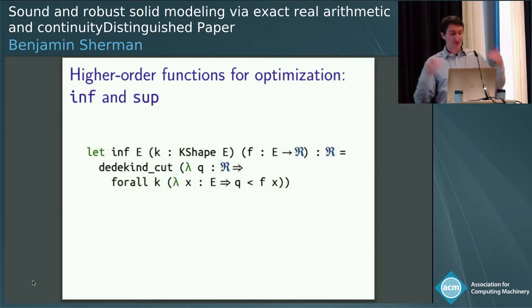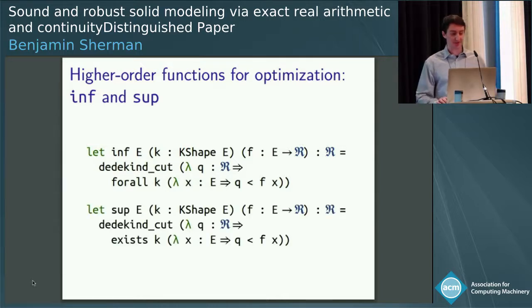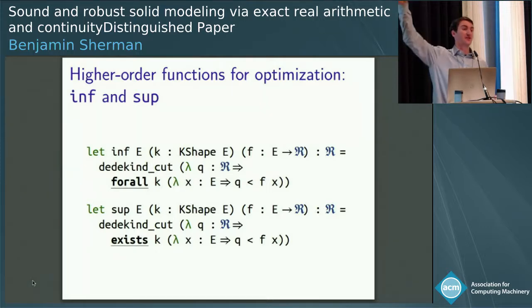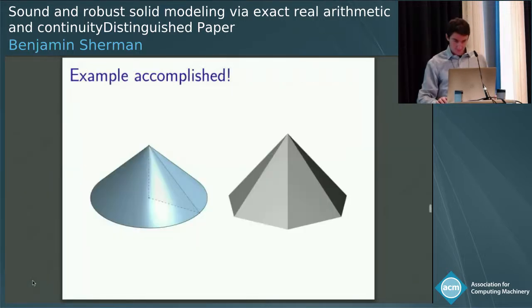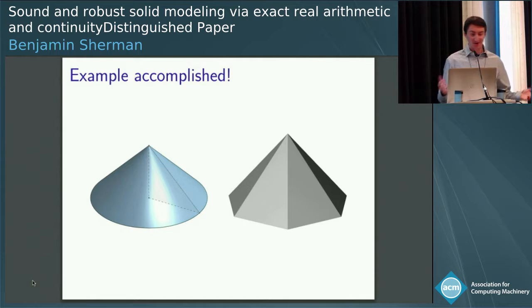So we describe the infimum by describing what it means to be less than the infimum using Dedekind cuts. So when is Q less than the infimum of the shapes? Well, it's less than the infimum if for all things that I would pick from the shape, I'd get something larger. And then sup is just really the dual of this. It's almost exactly the same, we just use exists. I'm less than the sup if I can find a single thing that's bigger than I am. Okay, so there we go.